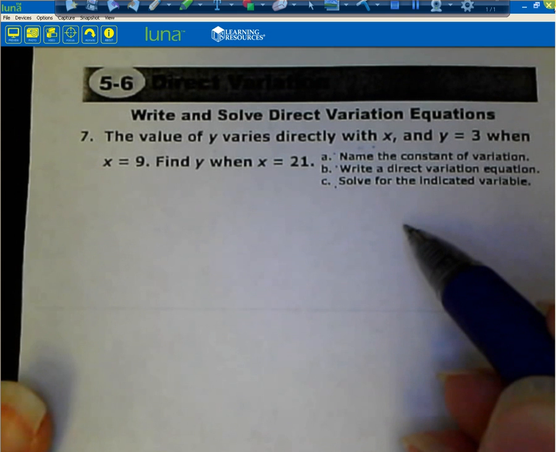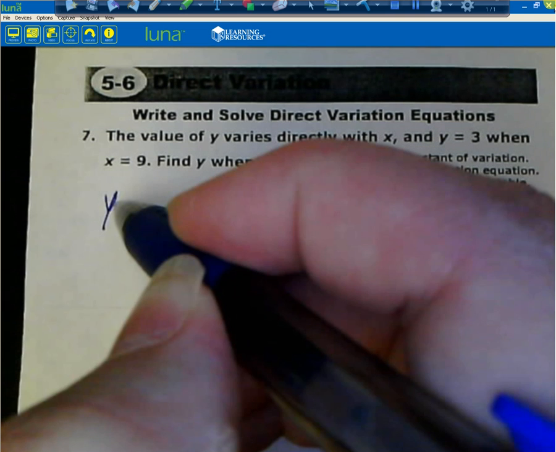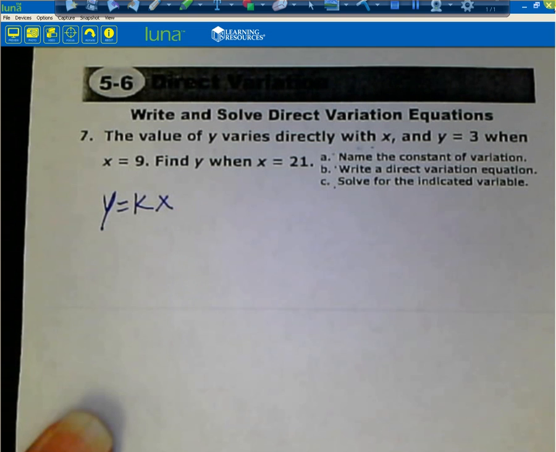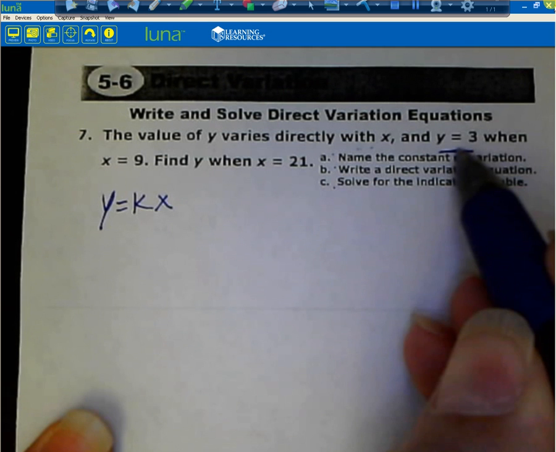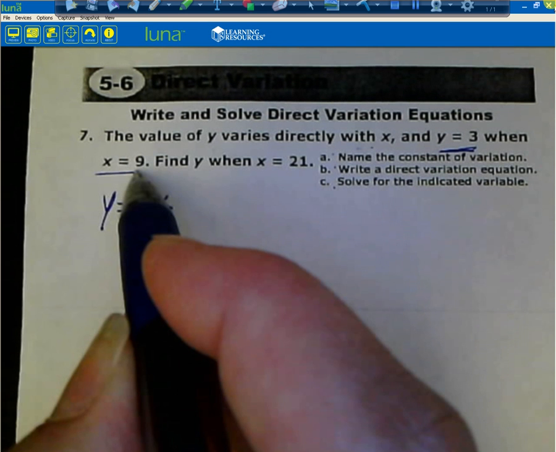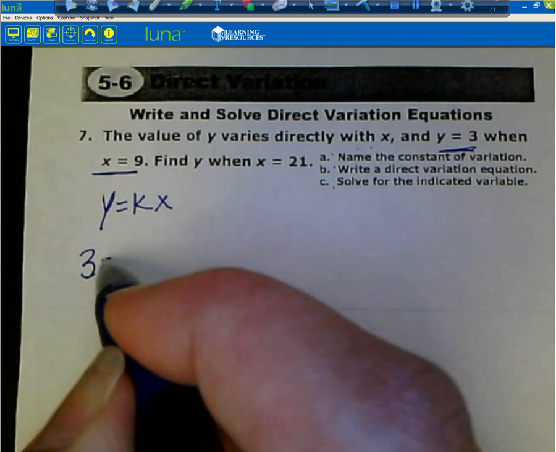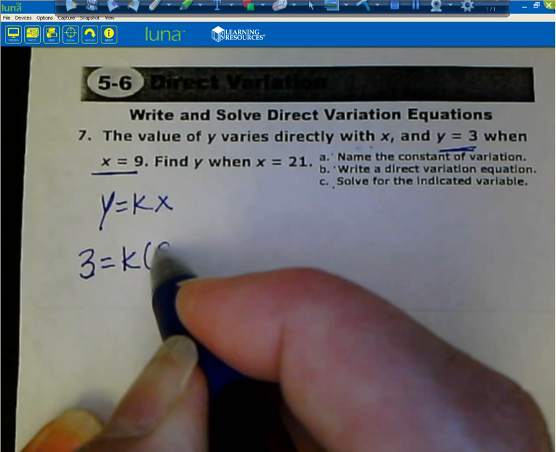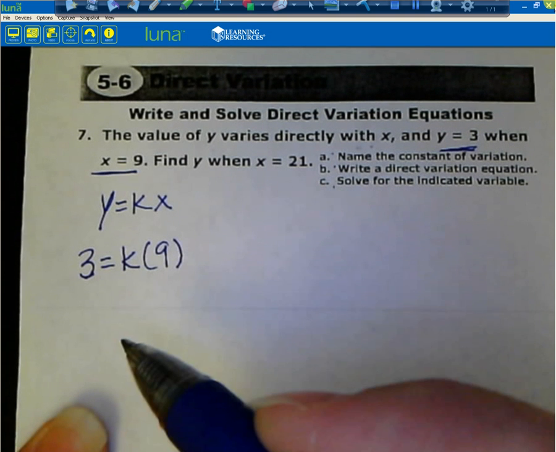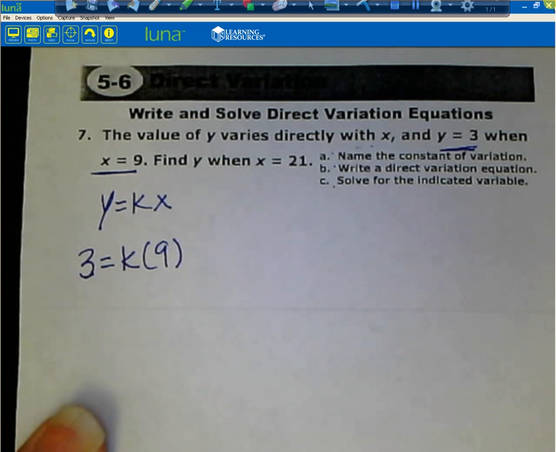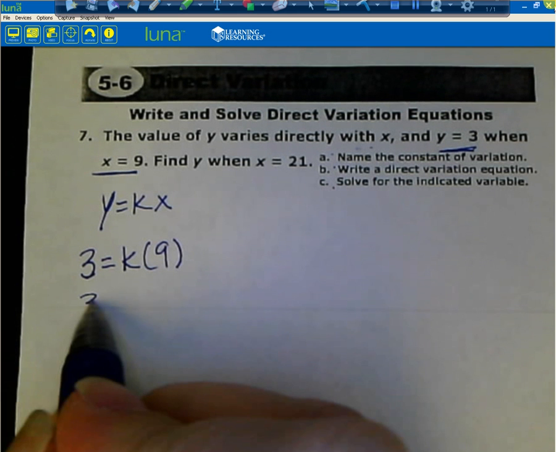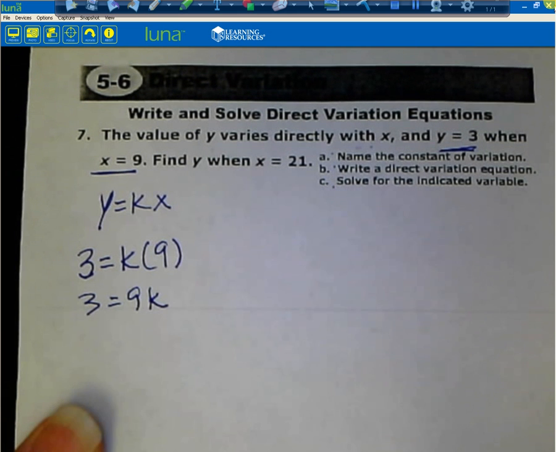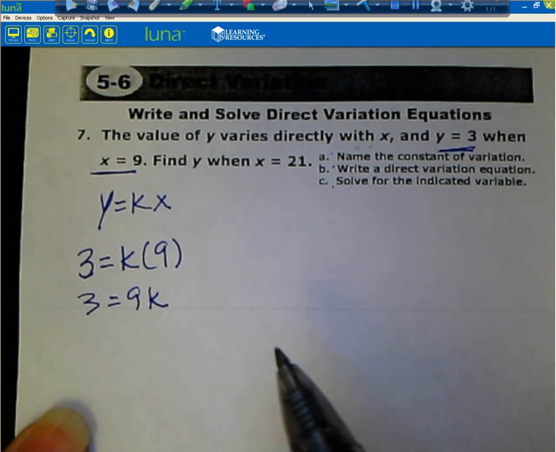The first thing we're going to do is say y equals kx. Okay, that's a direct variation equation. They've given us y is 3 when x is 9. So that means 3 equals k times 9. I've plugged that into the direct variation equation. In order to name the constant of variation, I have to solve for k. So this is no different than saying 3 equals 9k. That's how you're used to seeing it, so it may make more sense to see it like that.